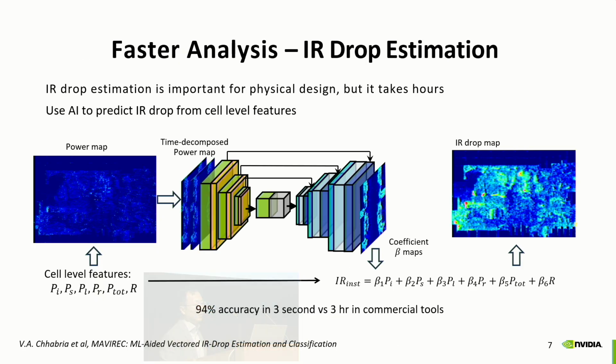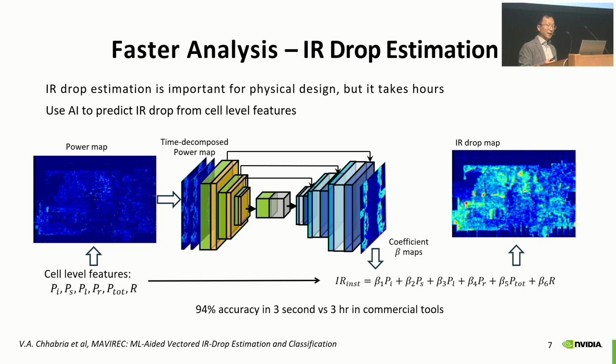The first example I want to show is a design analysis problem, which is using AI to predict IR drop. This application demonstrates the capability of AI for faster analysis than conventional analysis tools. IR drop is a very important analysis in physical design. It often takes hours to solve because it needs to solve billions of variables in a system of equations. Fast IR drop analysis can enable fast physical design optimization with this fast analysis in the loop.